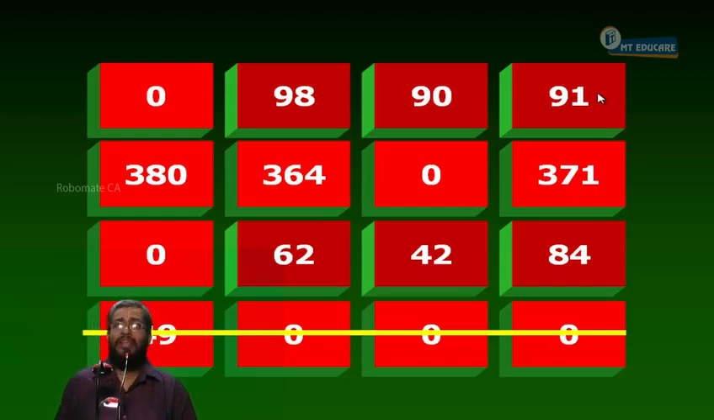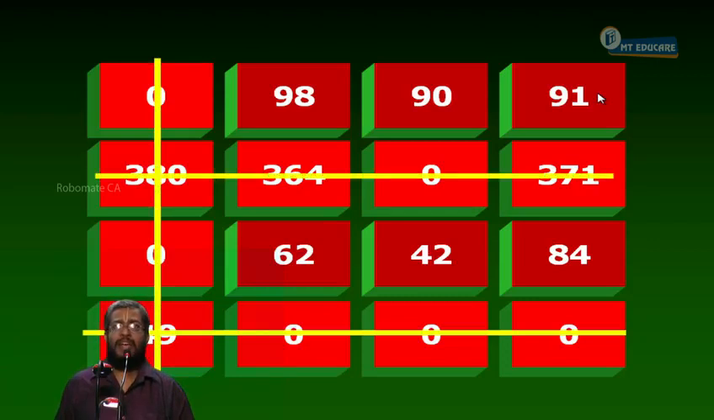Can I proceed? Now, any other row with 3 zeros? No. Any row with 2 zeros? No. Any column with 2 zeros? Yes. Which column? The first column. Now we have only rows or columns with only 1 zero. I'll just draw a line against the second row.